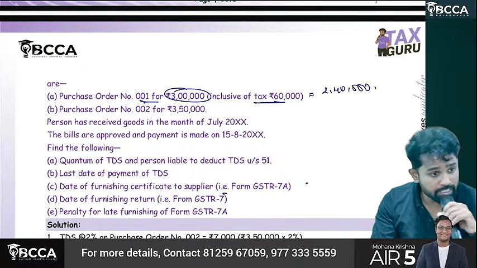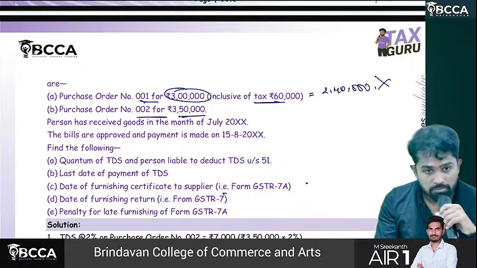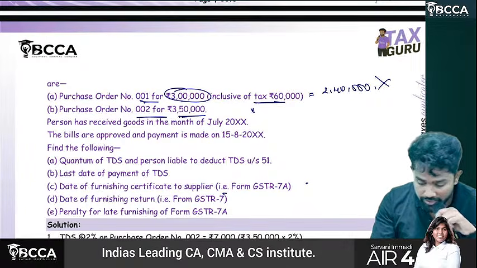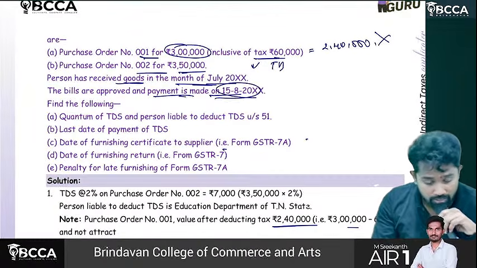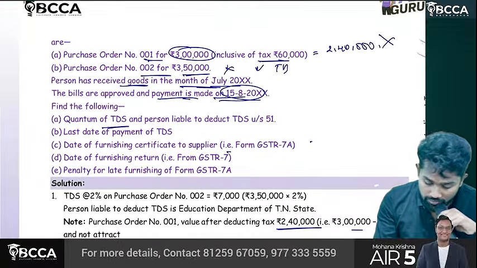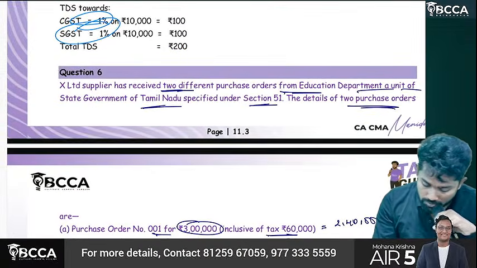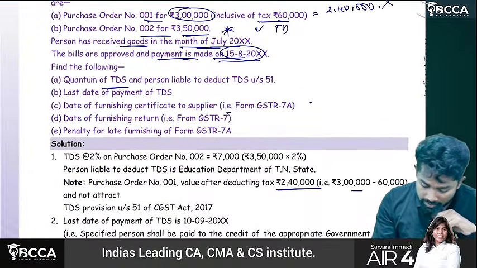Within 2.5. TDS applicable or not applicable? Not applicable. Order number 2, 3 lakh 50, which is above 2.5. So here TDS applies. Okay, so person has received the goods in the month of July. The bills are approved and payment is made on 15th August. So TDS applicable. What is the quantum of TDS, sir? 3,50,000 into 2%. How much, sir? 7,000 is the TDS to be deducted.